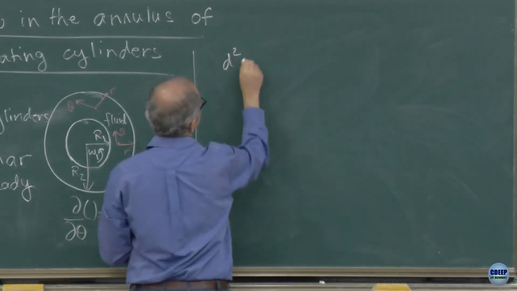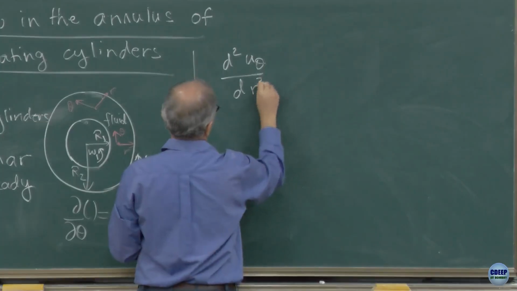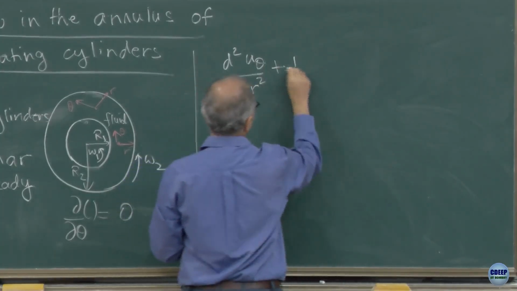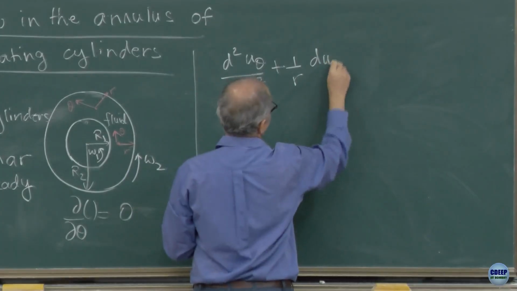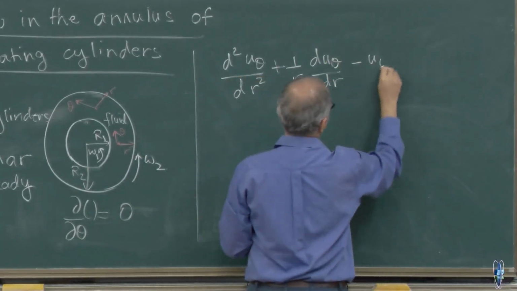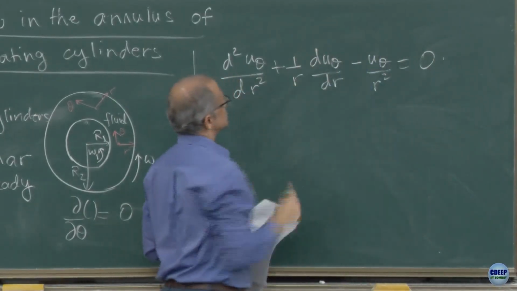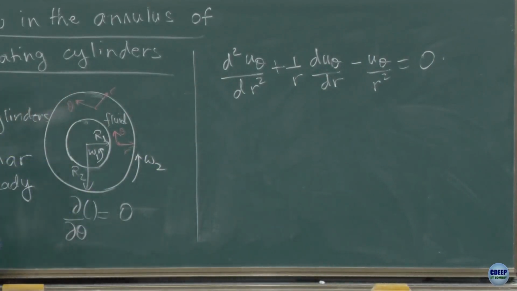So it becomes d²u_θ/dr² + (1/r) du_θ/dr - u_θ/r² = 0. So this is what I would get from here. I don't have to carry nu forward.